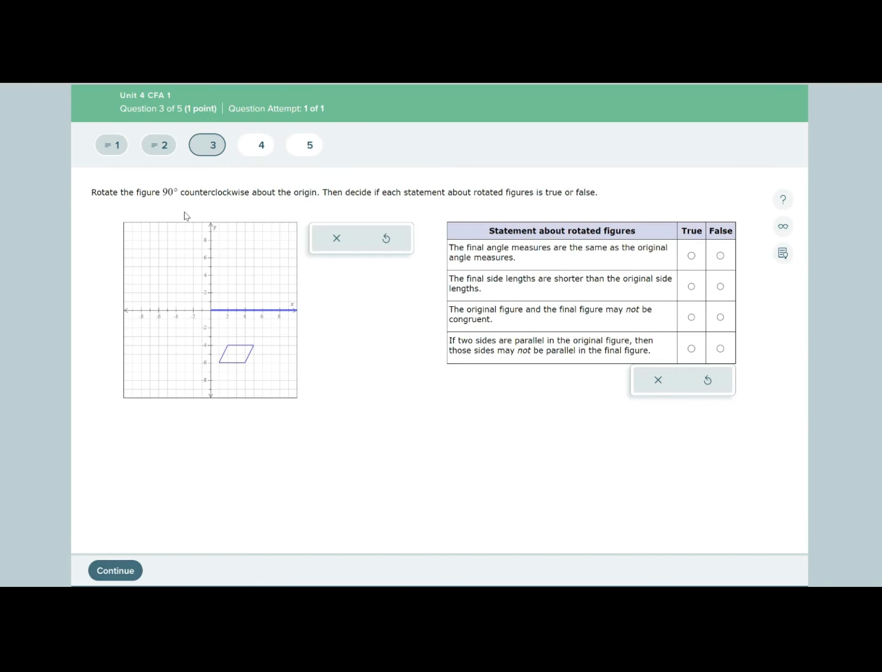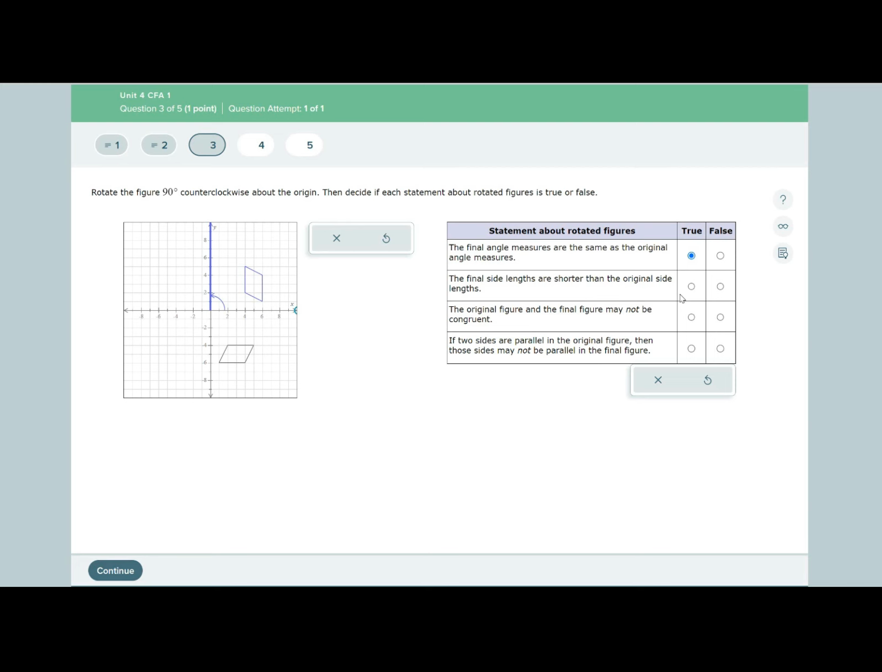Alright, rotate the figure 90 degrees counterclockwise about the origin, and then decide if each statement about the rotated figure is true or false. So 90 degrees counterclockwise. Clockwise means follow the clock direction. Counterclockwise means the opposite of the clock direction. In this case, counterclockwise means going up. 90 degrees is a 1/4 turn. So that is a 90 degree counterclockwise rotation. The final angle measures are the same as the original angle measures. Correct. Everything stays the same with the rotation.